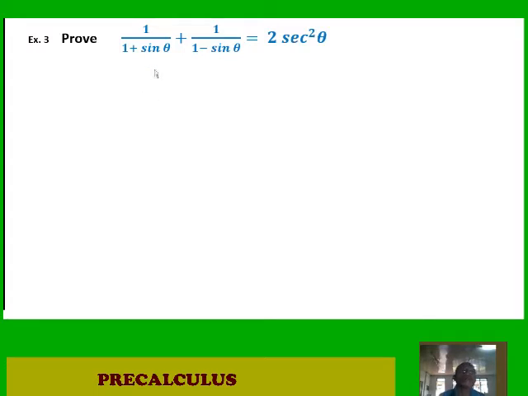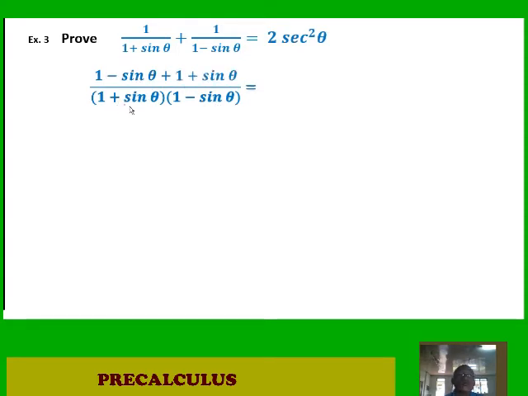Okay, prove that 1 over 1 plus sine theta plus 1 over 1 minus sine theta is equal to 2 times secant squared theta. Okay, we will combine these two fractions into 1 with the LCD 1 plus sine theta times 1 minus sine theta. Okay, this is the LCD. So this LCD divided by 1 plus sine theta is equal to 1 minus sine theta, plus the LCD divided by 1 minus sine theta is equal to 1 plus sine theta.